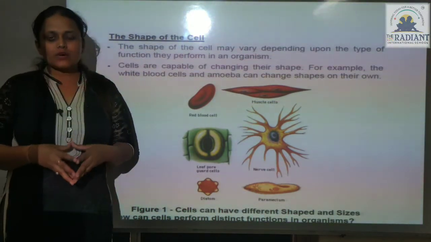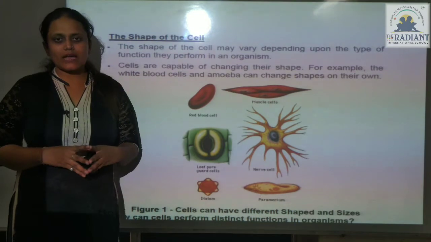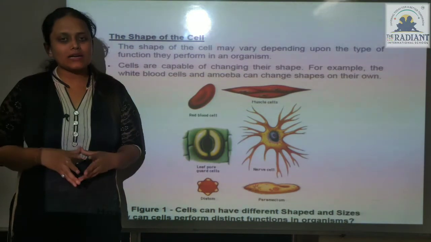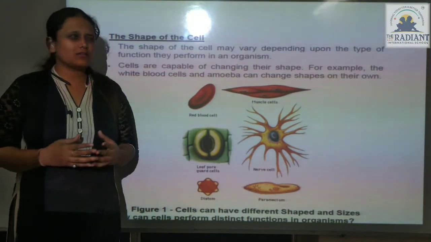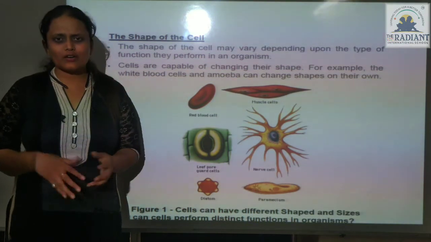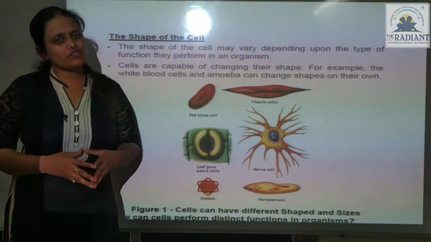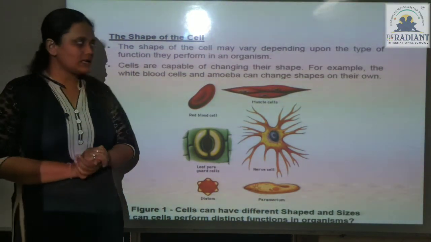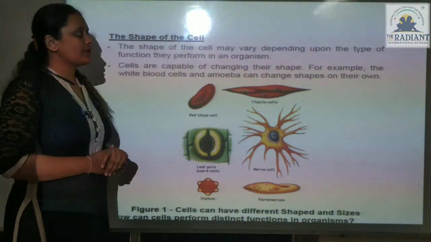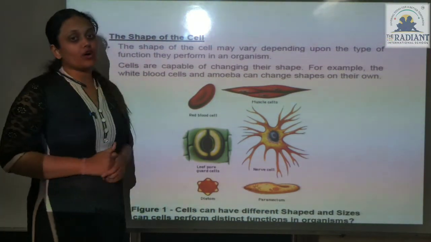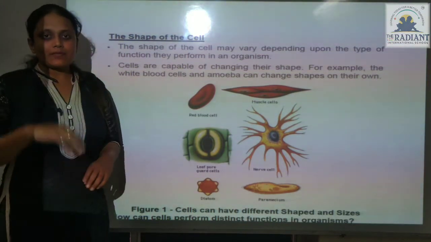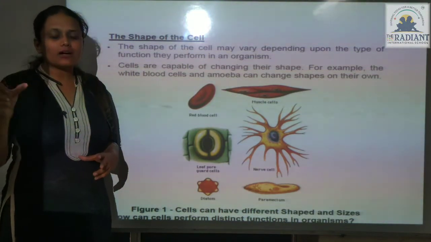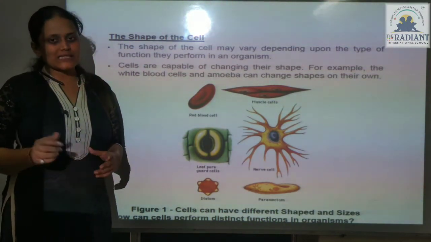And the answer to this question is that all living organisms have to perform different tasks at a time. To accomplish all these tasks efficiently without hindering the process of life, we have different shapes and sizes of cells. Let's look at some examples which elaborate the topic. The shape of the cell may vary depending upon the type of function they perform in an organism. So it totally depends on what type of organism it is and what function it needs to perform, and on that basis we have different shapes and sizes of cells.